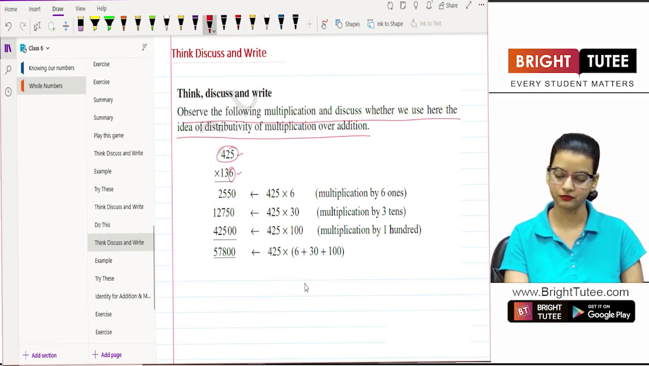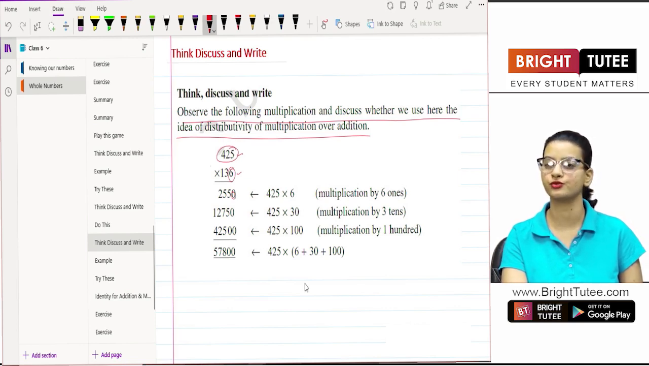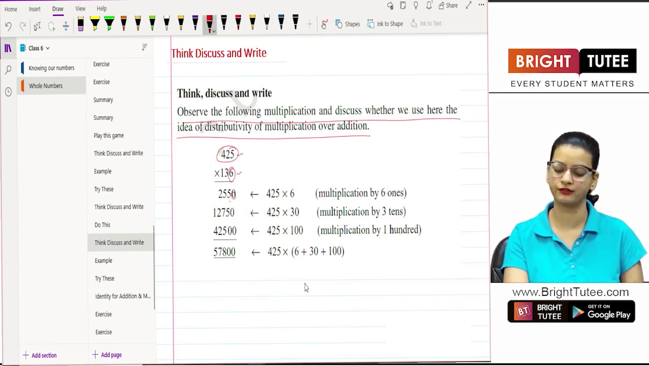So we have got 6 into 5 is 30. So 0 carry over 3. 6 into 2 is 12. 12 plus 3 is 15. So we have got 5 carry over 1.